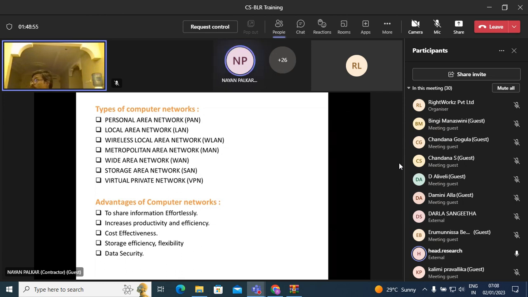Then next we have a metropolitan area network, a network where a number of devices are connected, but the area it covers is more than the local area network and less than the wide area network. The wide area network is the one where the geographical area is larger. Then next is the storage area network, which is used for the storage of data. Then next, the virtual private network is used to take the data virtually through the network.